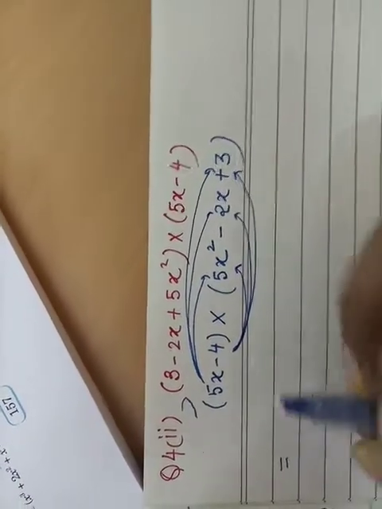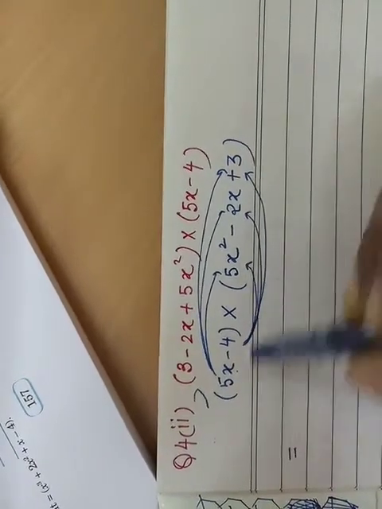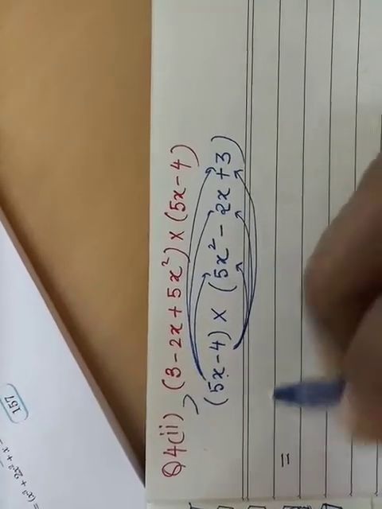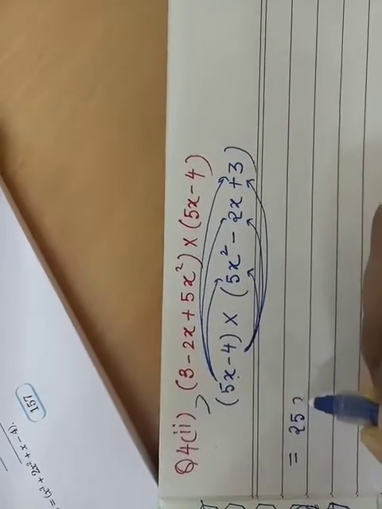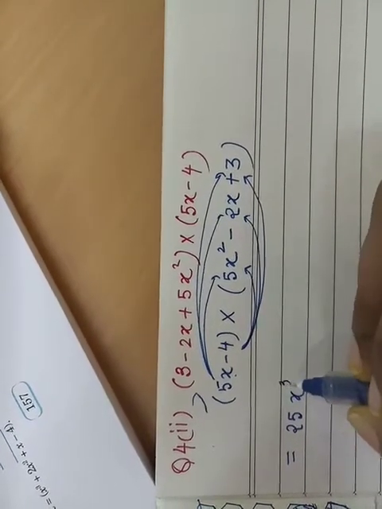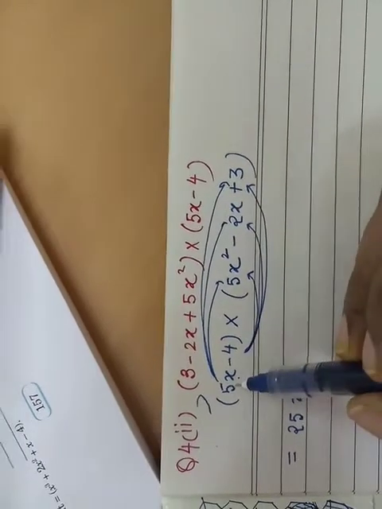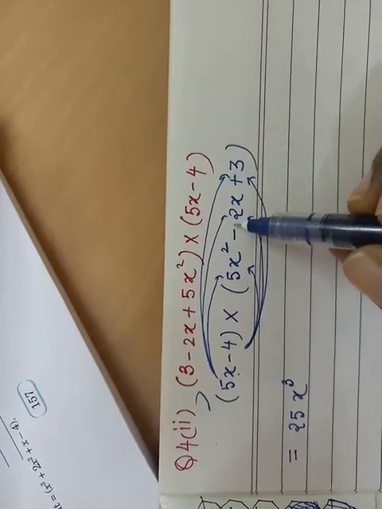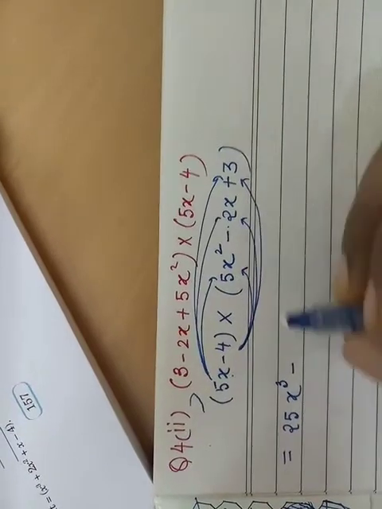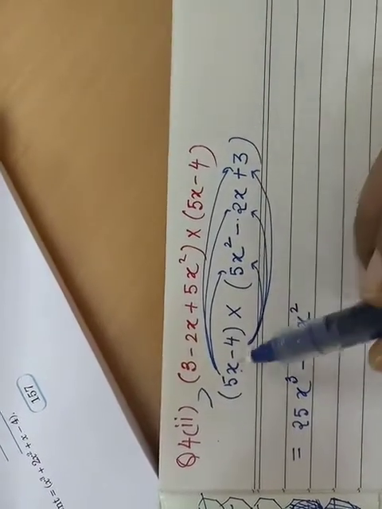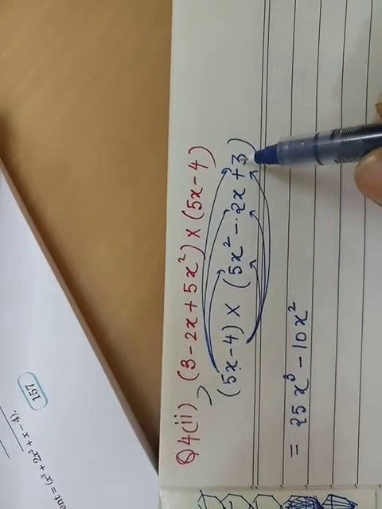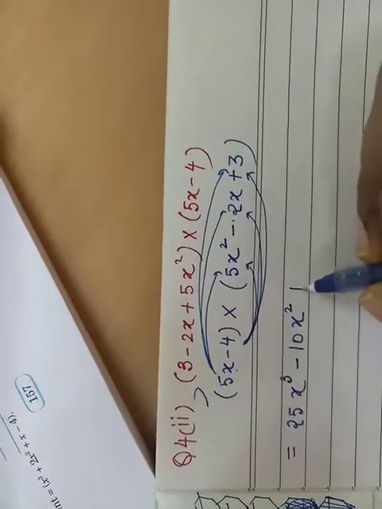So firstly I multiply with 5x. 5 into 5, this is plus, this is also plus, so it will become plus 25. x square into x will give you x to the power 3. Then 5x and minus 2x, plus minus minus. 5 2s is 10. x into x will give you x square. Now this 5x with plus 3, this is plus, this is also plus, it will become plus.